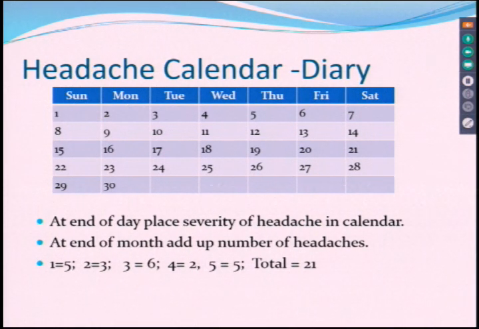So this person, if they added them all up, they had 5 level 1s, 3 level 2s, 6 level 3s, 4 level 2s, and 5 level 5s, or 21 headaches per month. Now, to me as a neurologist and someone who's treating people with headaches, the headaches that are this big are just as important to me as this big. Most of the patients who we see, they are only concerned about headaches that are this big.